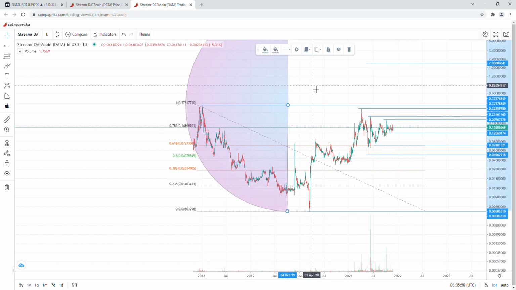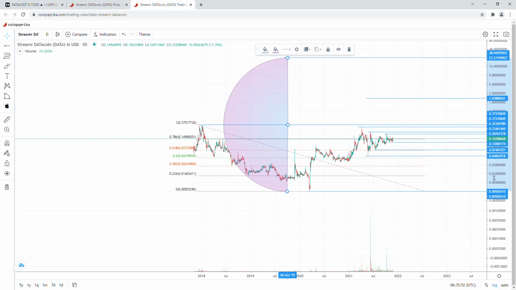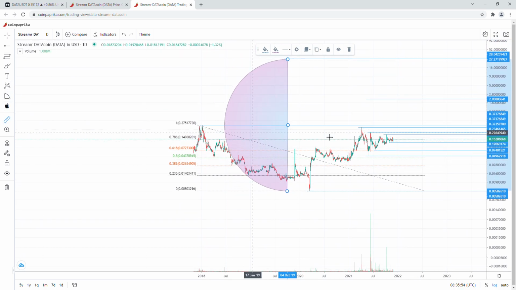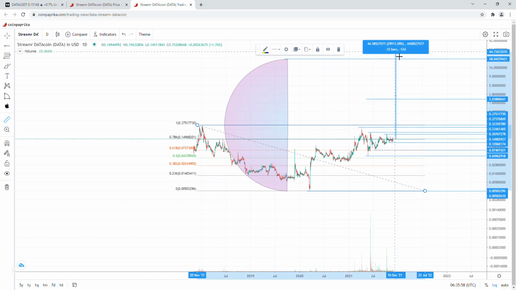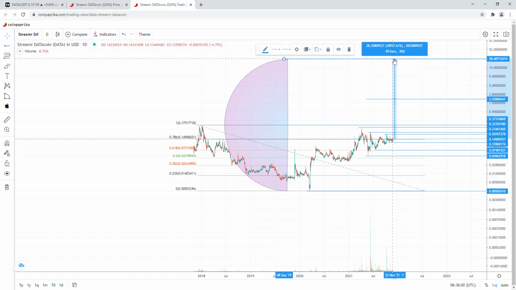It's just the targets. $27 for Data token would mean, from where we are now, we're talking about an 18,900% increase, which is really immense. So even if you've got a small bag of it, you can do pretty well. It's worth the hold.